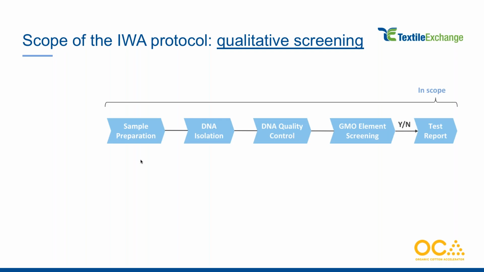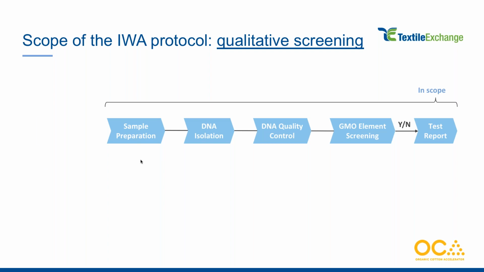So in the scope of this protocol are all the steps that a laboratory takes the moment they receive a sample. So they prepare a sample, they isolate the DNA, they check the quality of the DNA and see whether it's truly coming from cotton. Then the GM screening starts, essentially giving you a yes/no answer, GM detected, yes or no, leading to the test report that you as a user will get.